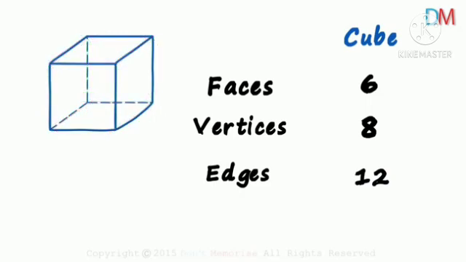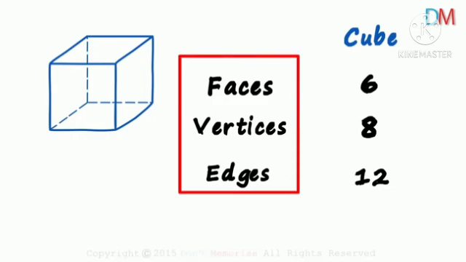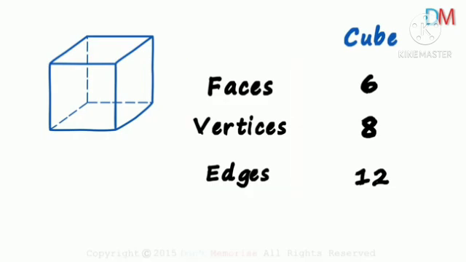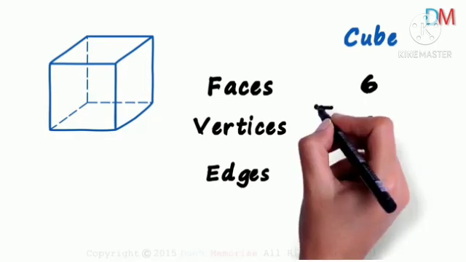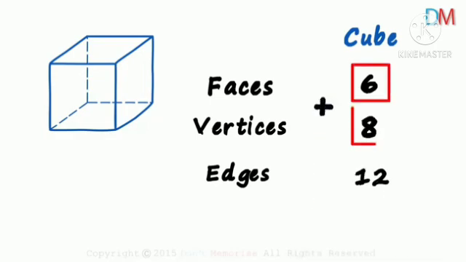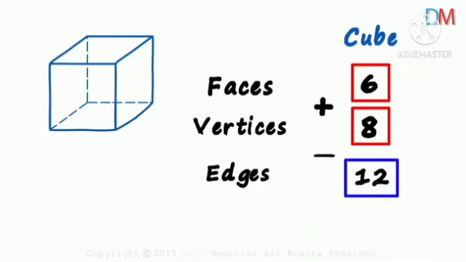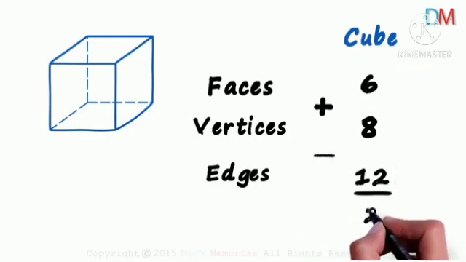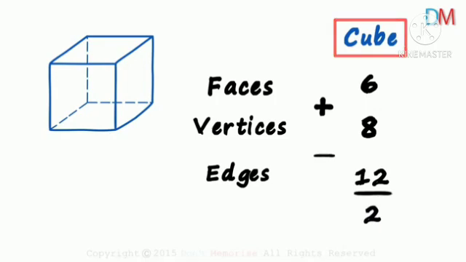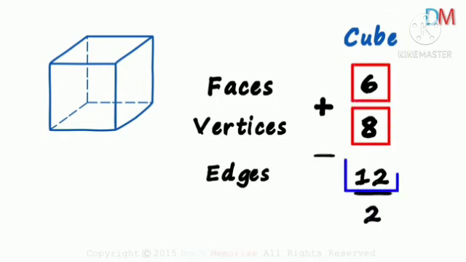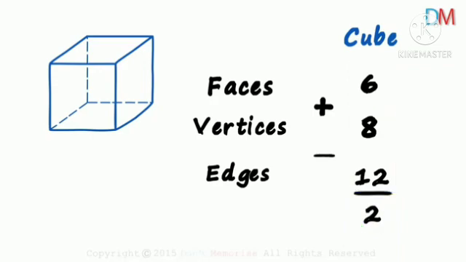Now here's the important question. Is there a relation between these 3 parameters of a straight-faced solid? The answer is yes. For any straight-faced solid, if we add its number of faces to its number of vertices and then subtract the number of edges, we get one special number. And that number is 2. For a cube, 6 plus 8 minus 12 gives us 2. And this holds true for any straight-faced solid.